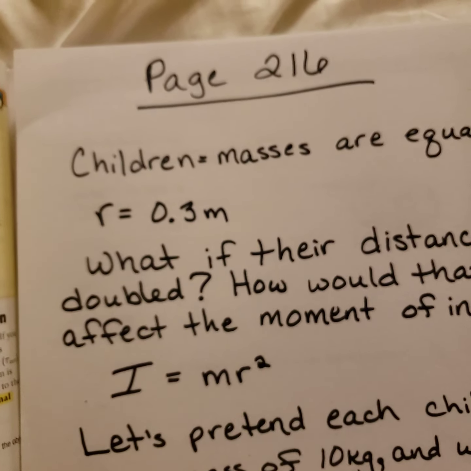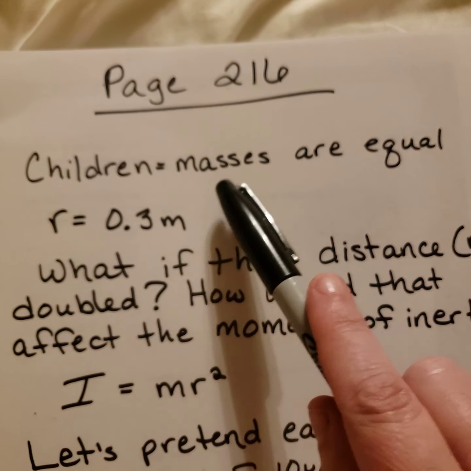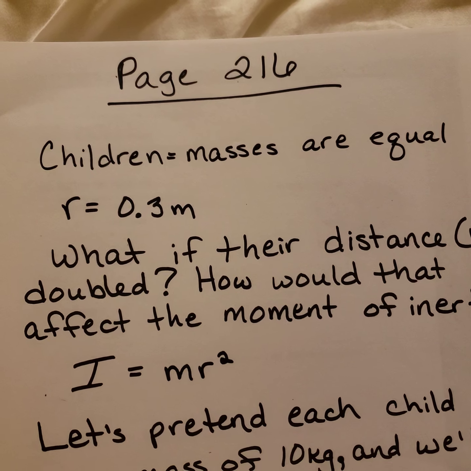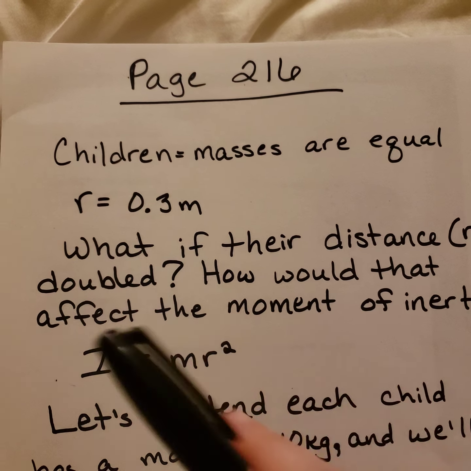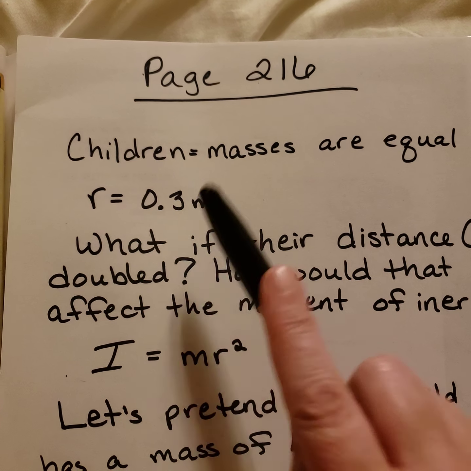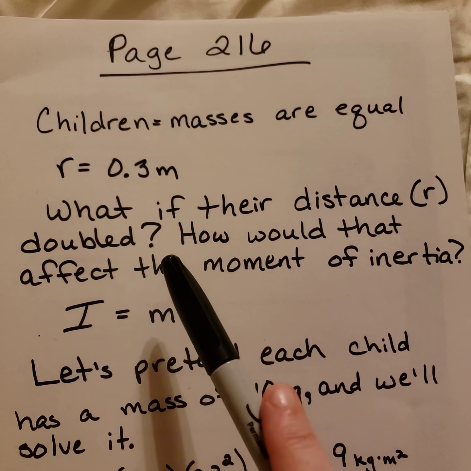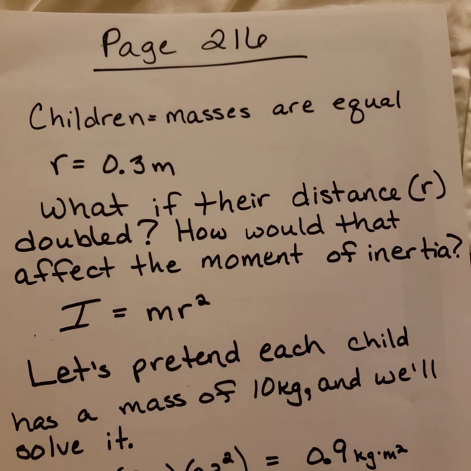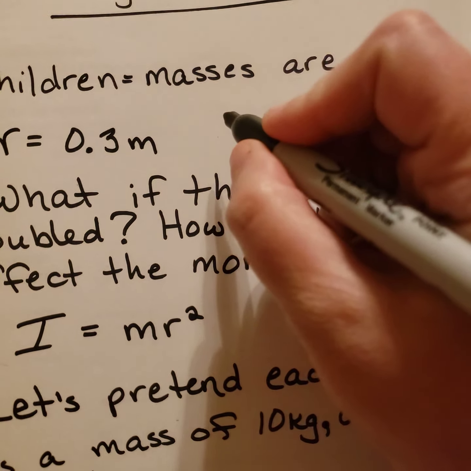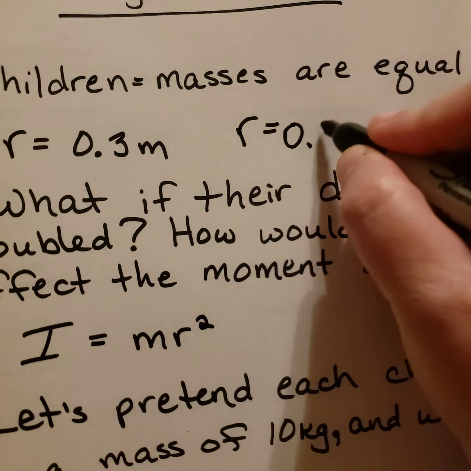Now, let's see what we know. All we know right now is that the children have masses that are equal, right? Yes, Dr. McKean, thank you. Nod sleepily, guys. And we know that their initial radius, they're both sitting at 0.3 meters from the middle of the seesaw. Well, what if their distance, their r, doubled to 0.6? Because remember, that's what it asks us in the problem. They want to take us from this r to this.